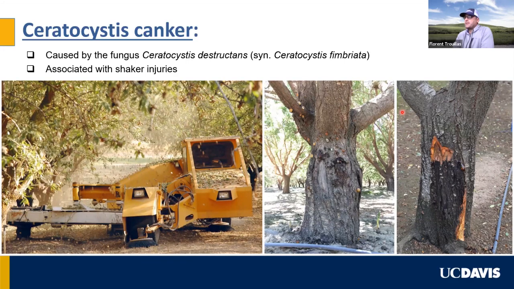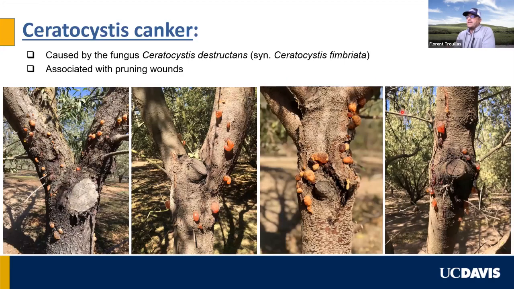At the time of harvest, the shaker may damage the bark on the trunk, leading to split or broken bark. And these are sites of infection for Ceratocystis pathogens. Interestingly also, and that's oftentimes where confusion comes in the field, Ceratocystis canker can also infect pruning wounds. So these are illustrations of different cuts made on almonds near the trunk, and this specific gumming pattern that's associated with Ceratocystis.